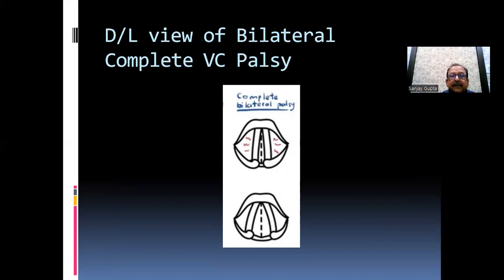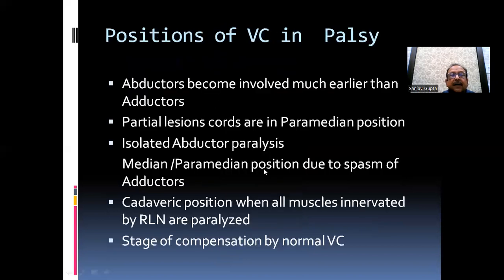Now, direct bilateral complete vocal cord palsy. Again, you can see bilateral complete palsy. Both the cords are paralyzed, and in these patients the abductors become involved much earlier than adductors. Partial lesions of the cord are in paramedian position. Isolated abductor paralysis: the vocal cords are in median or paramedian position due to spasm of adductors.